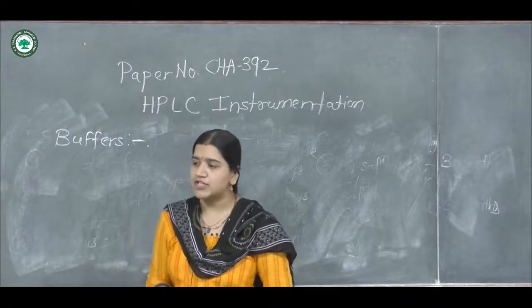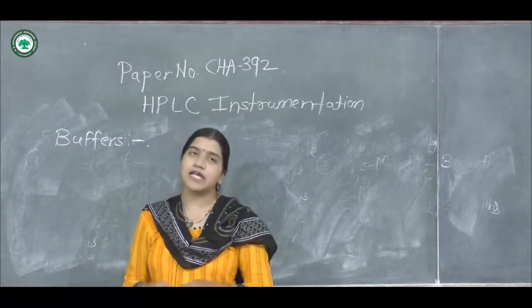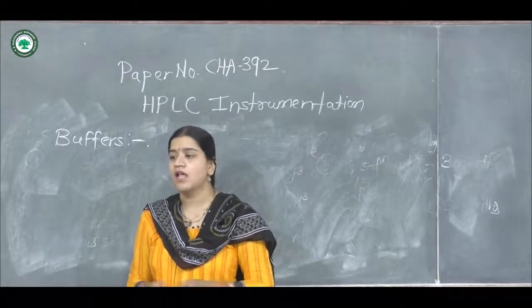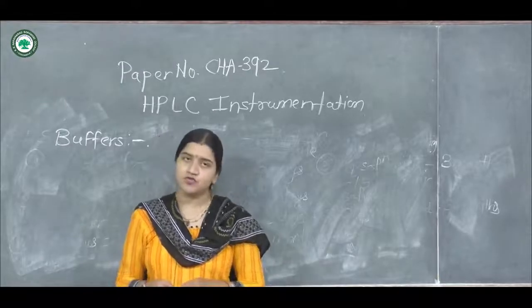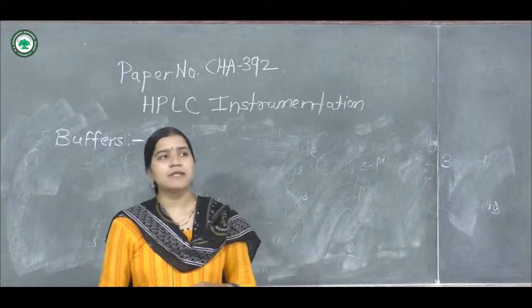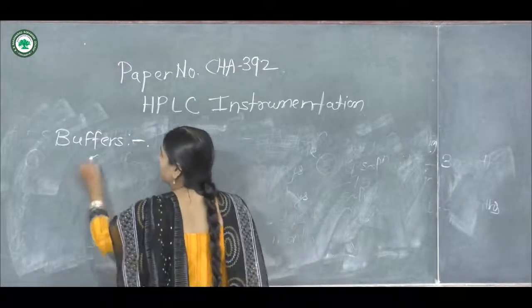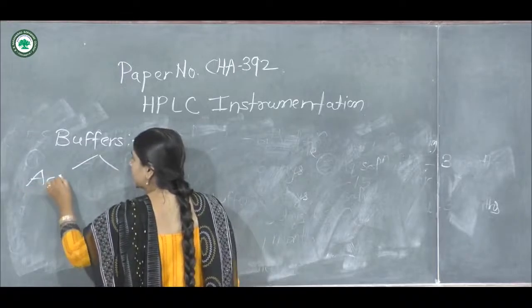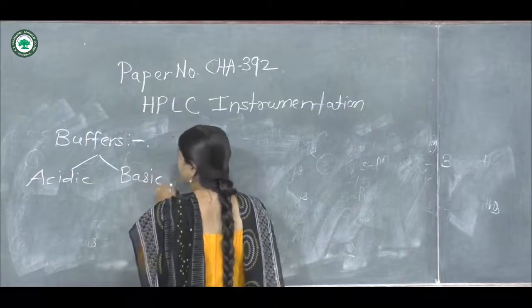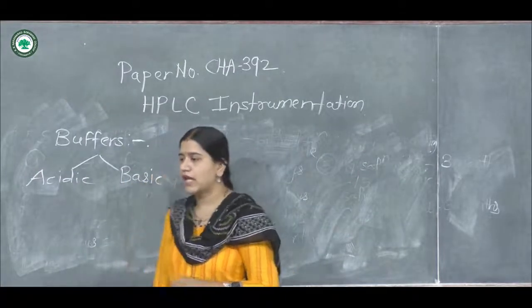So buffers are generally required for ion exchange chromatography. They are also frequently used in normal phase HPLC, and at the same time they are also used for reversed phase HPLC. So basically, if you consider the buffers, they are of two types, either acidic or basic. So these are the two types of buffer.